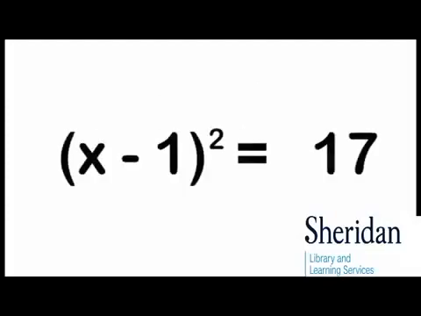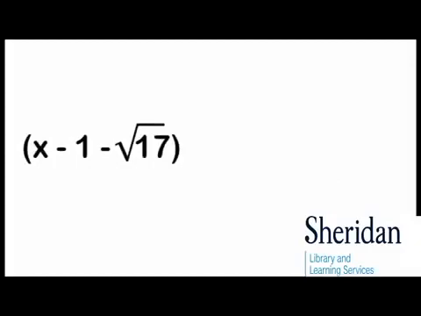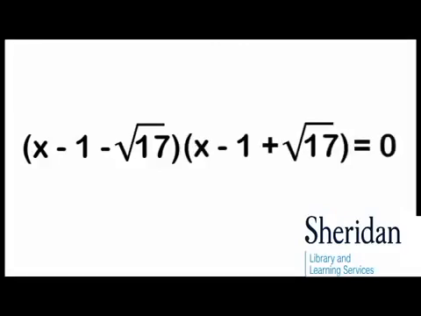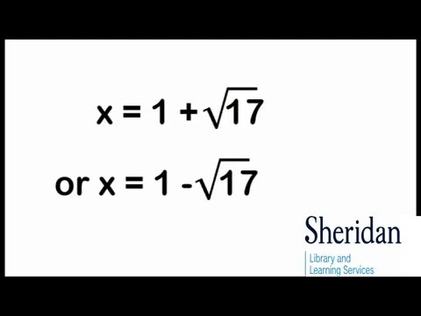We can also do this question with the second method as well. The equation from the second method will be x minus 1 minus square root of 17 times x minus 1 plus square root of 17 equals 0. Both our methods will yield the same answers.